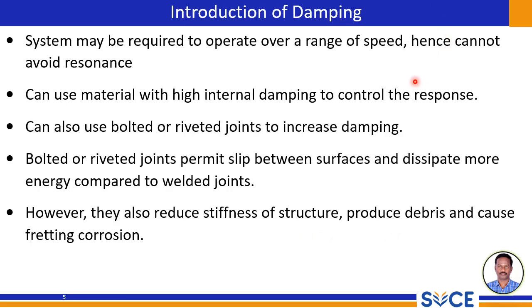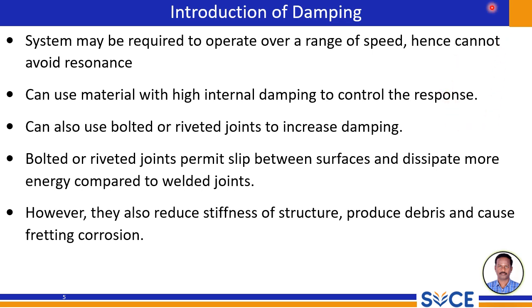We have discussed controlling natural frequencies to avoid resonance. Now let's look at another crucial method, introduction of damping. The system may be required to operate over a range of speeds, hence cannot avoid resonance. This is a significant challenge. If a machine or system operates at various speeds, it is likely to encounter its natural frequency at some point. In such cases, simply shifting the natural frequency might not be sufficient.